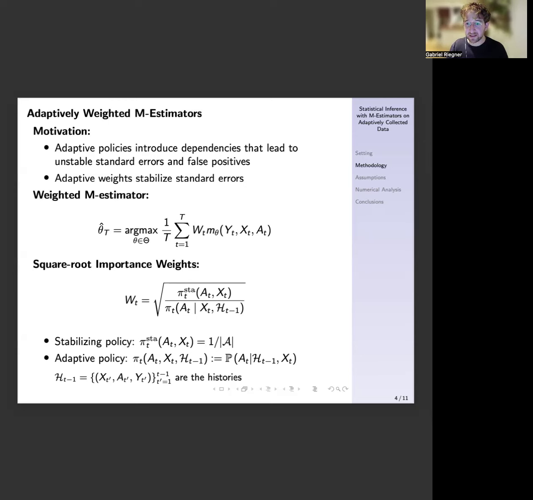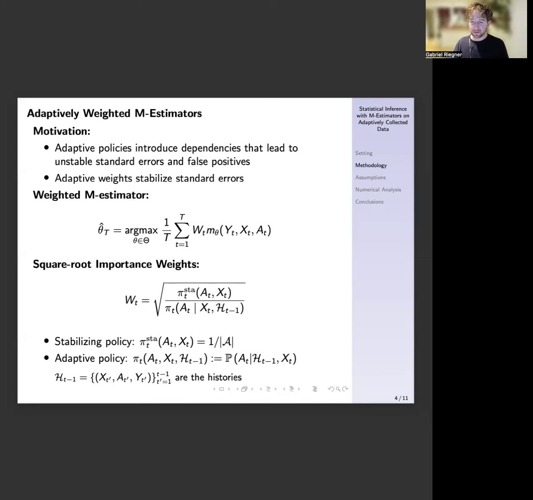This represents the adaptive policy that's actually used to collect the data. So the specific type of bandit algorithm or adaptive algorithm that's used to collect the data follows an adaptive policy. And the square root importance ratio between these is used to essentially reweight the data to resemble data collected under a stabilizing policy. So this restabilizes the variance of the M-estimator.